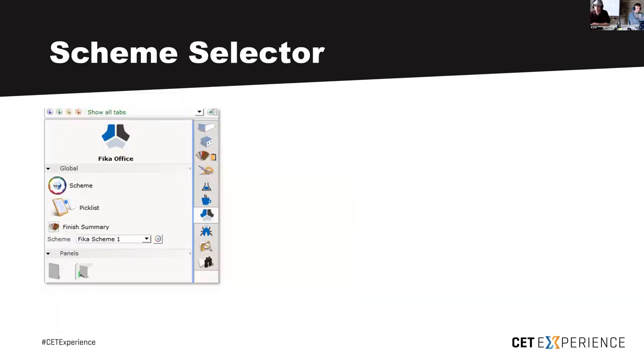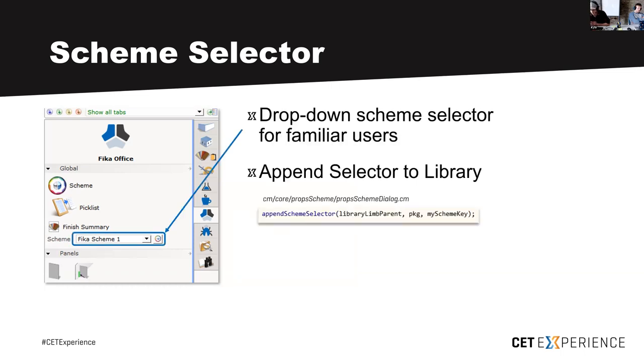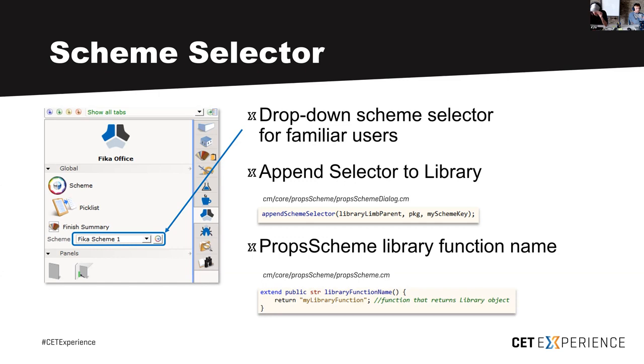And then last item, the scheme selector. For this one, all you have to call is append scheme selector within your library, passing in the library lim, who the parent is. There was a change between 11.0 and 11.5 for this particular function call. It used to take as a parameter a library function name. So now in 11.5, it will no longer take that parameter, and you'll have to override that in your prop scheme.